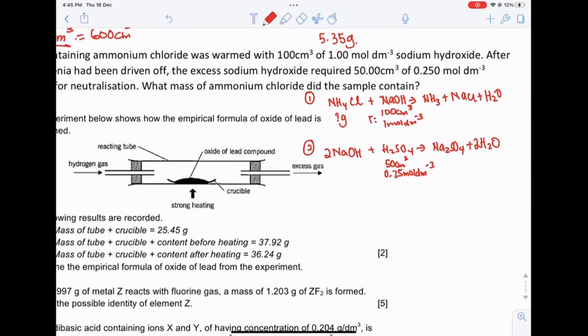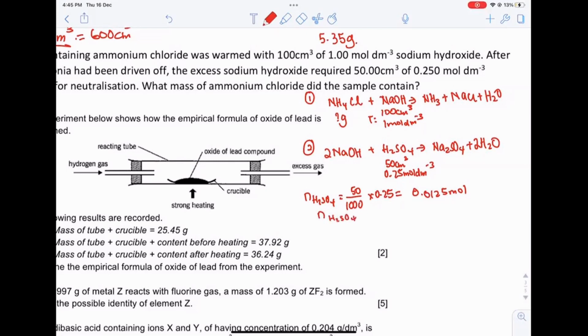Why? Because the first equation, you only know the total amount of sodium hydroxide, and not all of it has reacted, right? So basically, you don't have the amount that has reacted. You can't do anything here using the first equation. So you can only use the second equation. So number of moles of H2SO4 first equals 50 over 1000 times 0.25. So that would be 0.0125 mole.